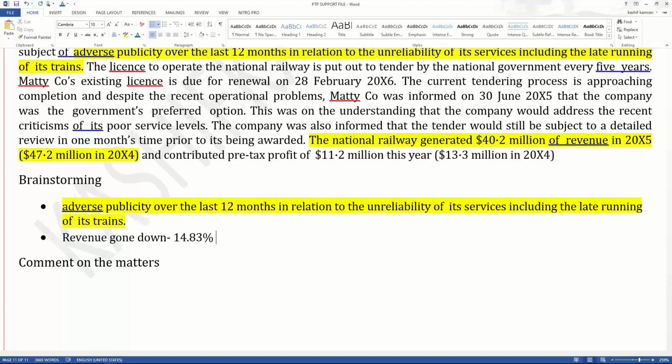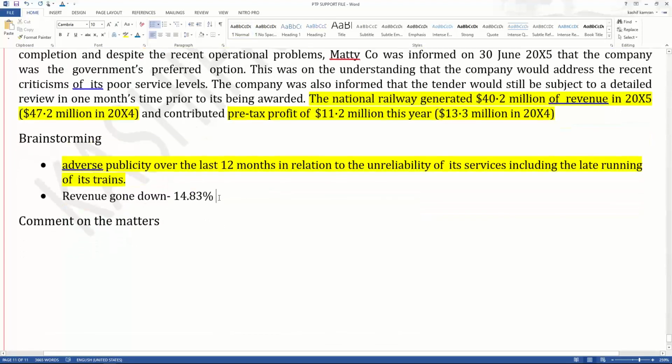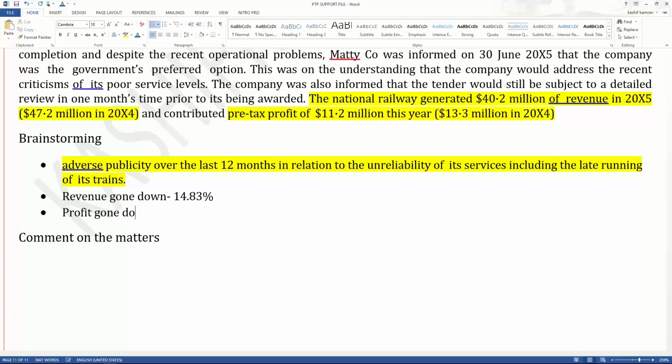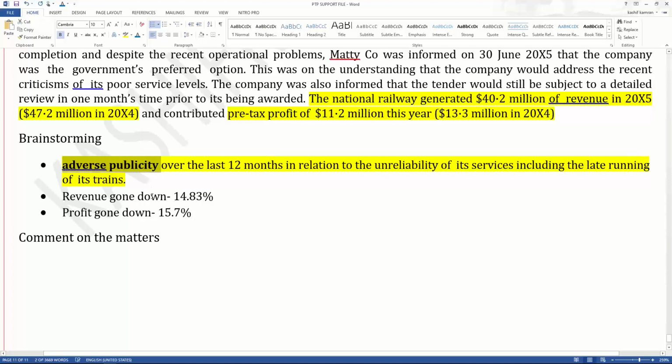Right? Okay, and how much has the profit gone down? The pre-tax profit this year is 11.2. Last year, the pre-tax profit was 13.3. So how much has been the decline in the profit because of this adverse publicity? The profit has gone down by 15.7%. Now, is that important information, that there has been adverse publicity? And can you see the adverse publicity is already resulting in the revenue going down and the profit going down? Right? Okay, see how I'm using the information.